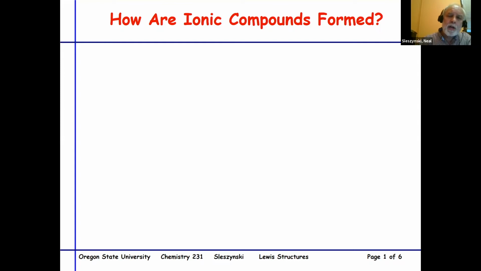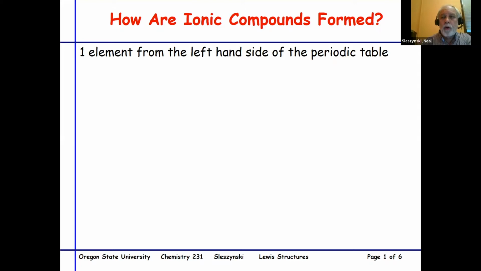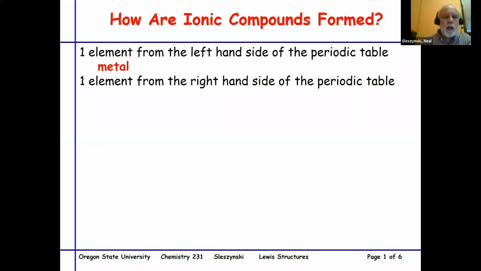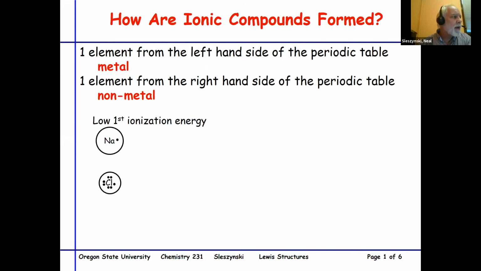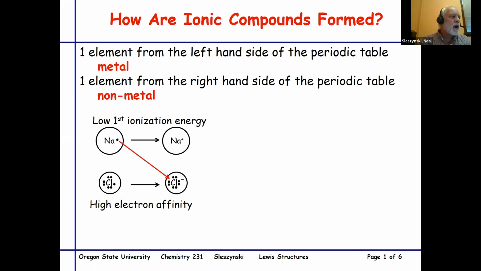We're going to start by talking about how ionic compounds are formed. Ionic compounds are formed from one element on the left-hand side of the periodic table, where we find our metals, and one element from the right-hand side of the periodic table, where we find our nonmetals. Typically, we have a metal with a low first ionization energy and a nonmetal with a high electron affinity, and during the course of the reaction, an electron from the low ionization metal completely transfers to our high affinity element.